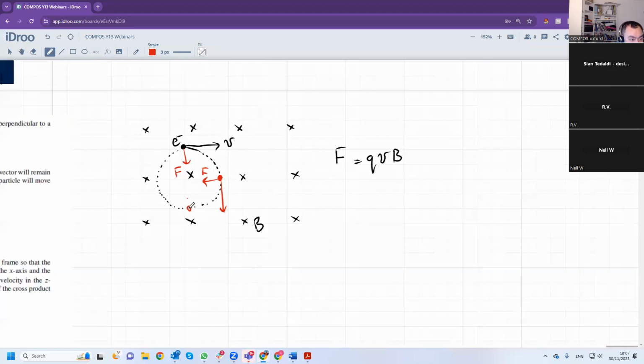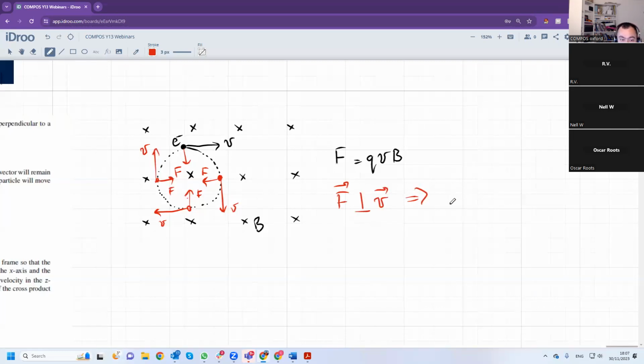And then again, this is the velocity, this is the velocity, and this is the force. And when it's here, the force is this way and the velocity is this way. So you can see that the velocity changes and the force changes with the velocity. So a few interesting things. The force is always perpendicular to the velocity.